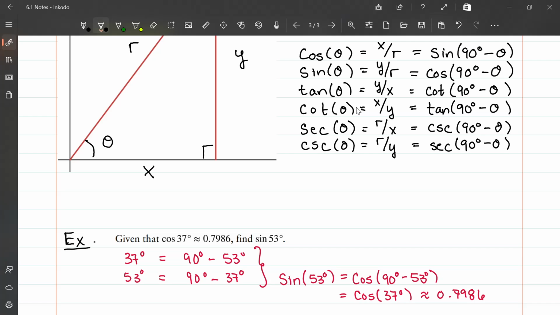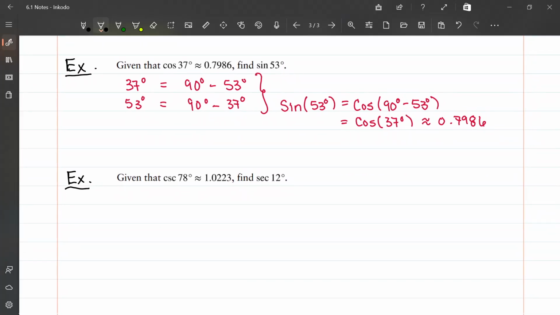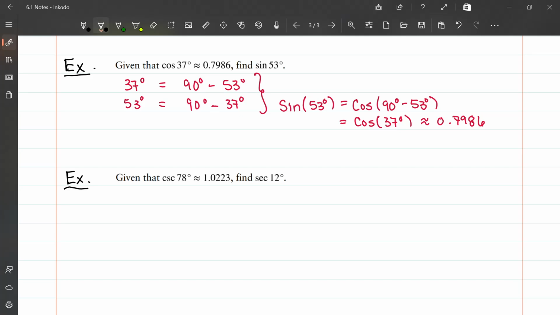Let's do another. Let's say that I'm told the cosecant of 78 degrees is approximately 1.0223. Find secant of 12 degrees. Now that you know basically what to look for, I'm going to let you do this yourself. I'm going to let you pause the video, do the calculations, and then check them next to mine. So let's start with the first step. Pause, do that, and then come back.